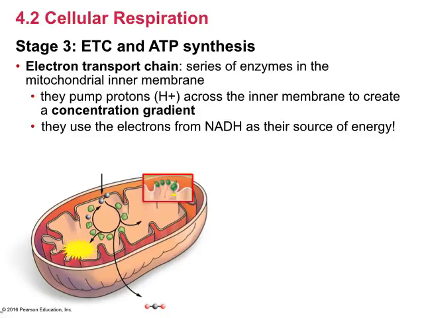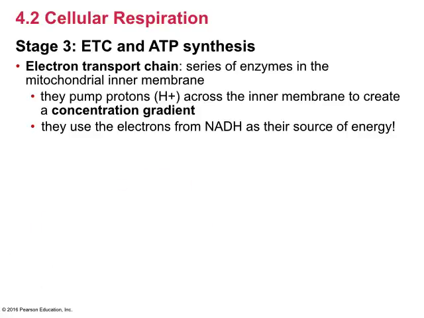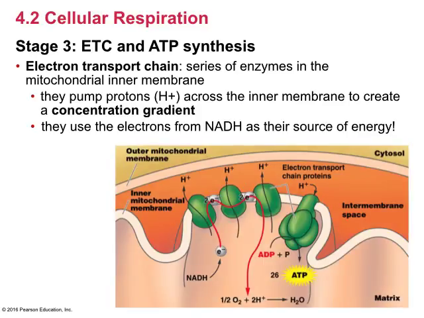So the electron transport chain lives in the inner membrane of the mitochondria. It's a series of enzymes that pump protons, hydrogen ions basically, across the inner membrane to create a concentration gradient. And the energy they're using to pump these protons against their concentration gradient, from an area of low concentration to high concentration, comes from the electrons in NADH.